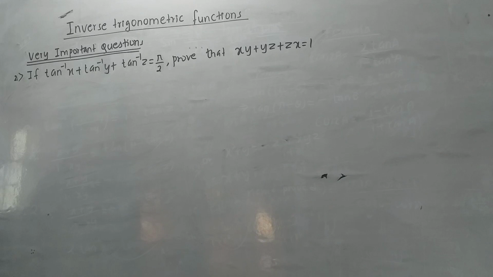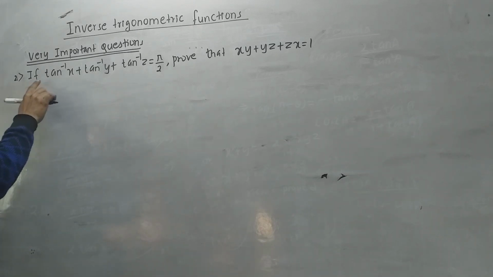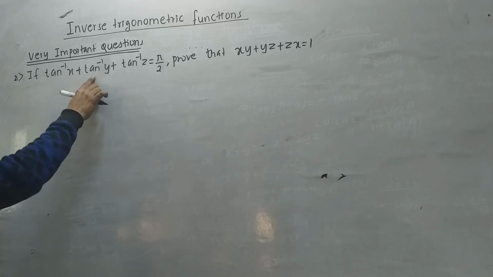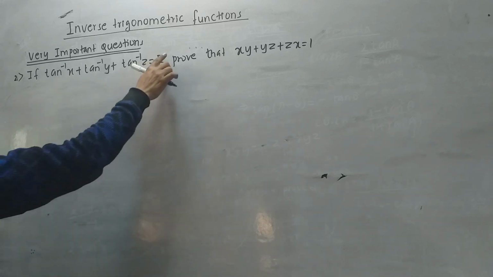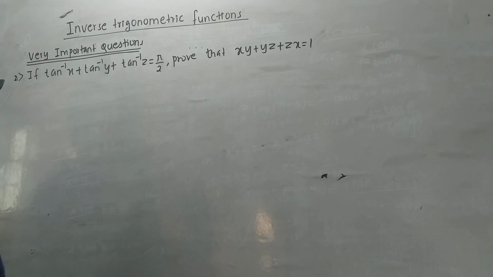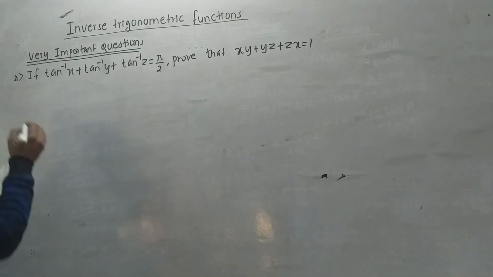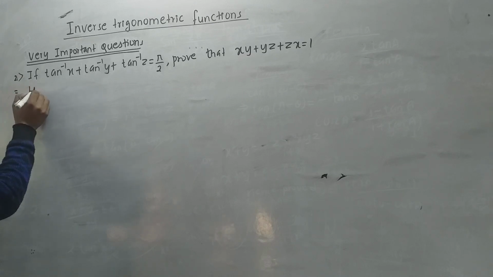Now we are dealing with the second question, which is a frequently asked question. If tan inverse x plus tan inverse y plus tan inverse z equals pi by 2, prove that xy plus yz plus zx is equal to 1. So after that you use this.